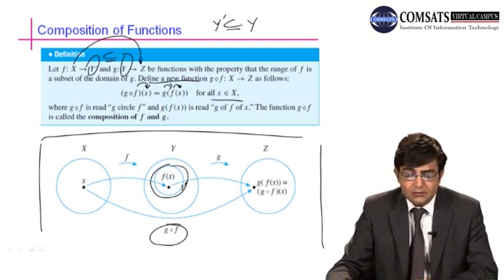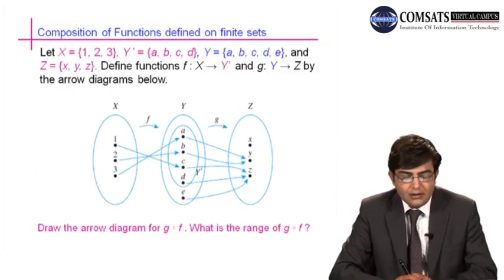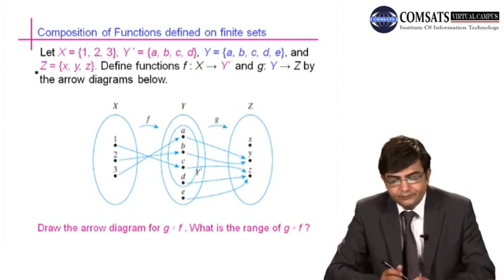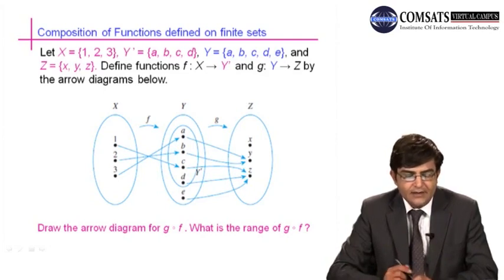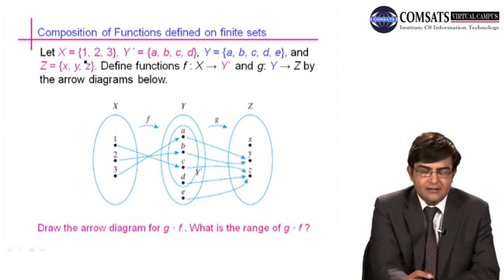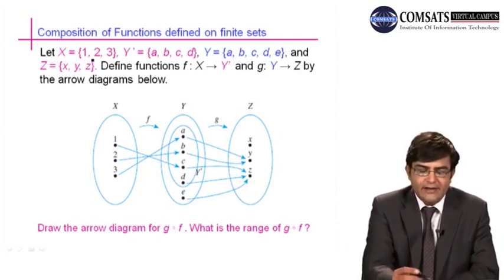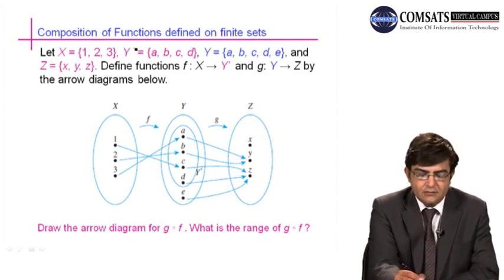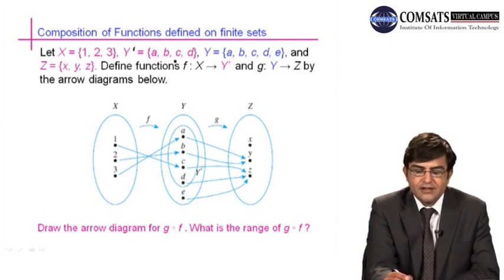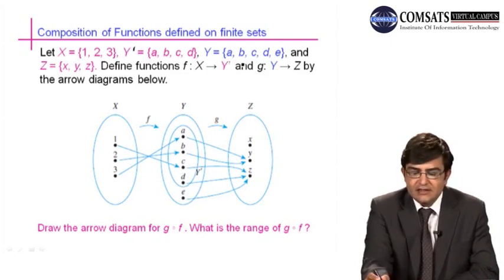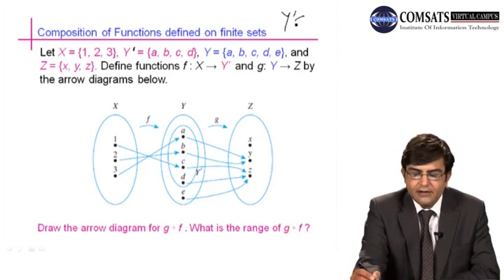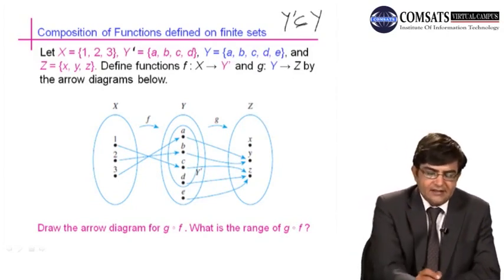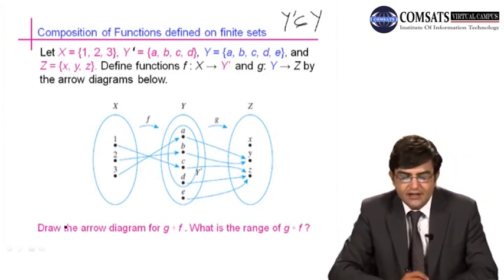So now we see this is an example. This will help you to understand what is basically the composition of two functions. Let x be any set which contains 1, 2, 3. y dash is the set which contains a, b, c, d, and y is a, b, c, d, e. Now we can see here that y dash is a subset of y, and z is the set which contains x, y, z, these three elements.